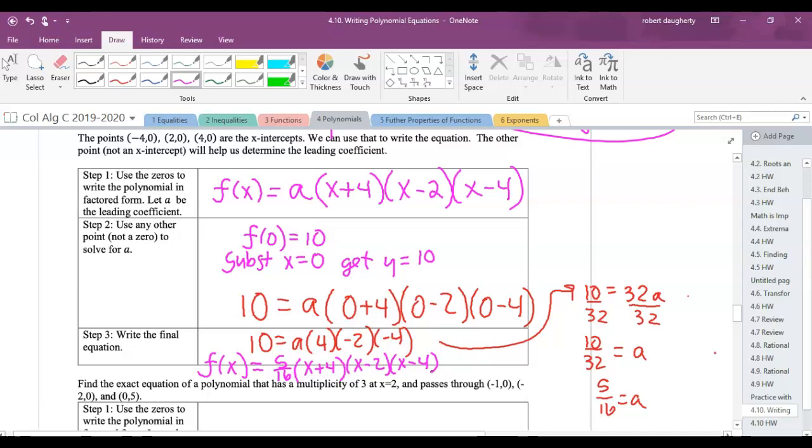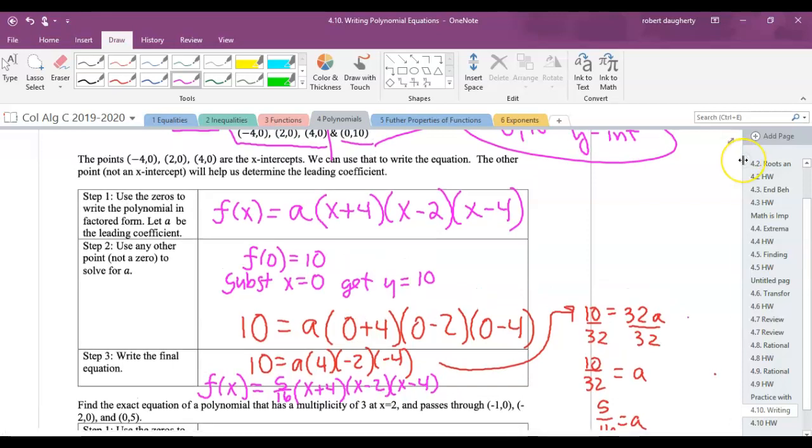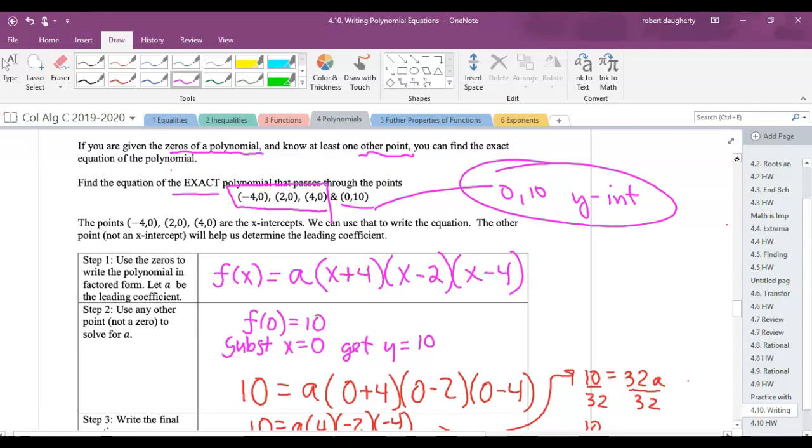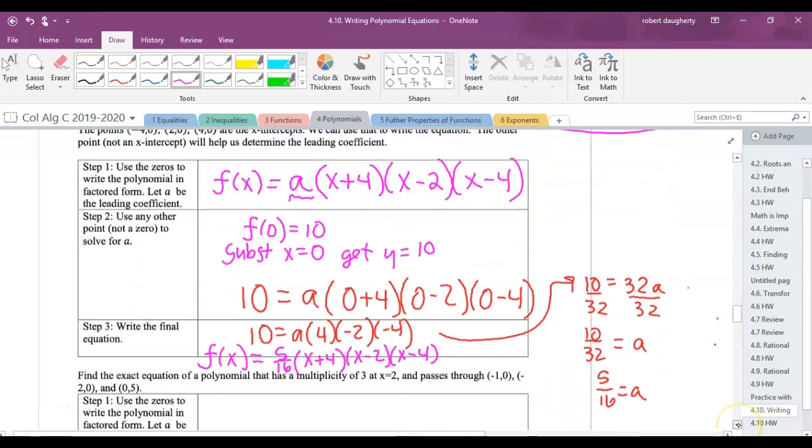Now, do you see how this is a little bit different? I have people all the time on the test who are okay with everything, but they struggle or even forget to solve for this coefficient. If I ask you for an exact equation, so what was the wording of this one? It said, find the exact polynomial. If I say find the exact polynomial, I'm needing you to solve for the leading coefficient. So what I need to give you is the x-intercepts, and I have to give you one other point. That's how you get the exact equation.